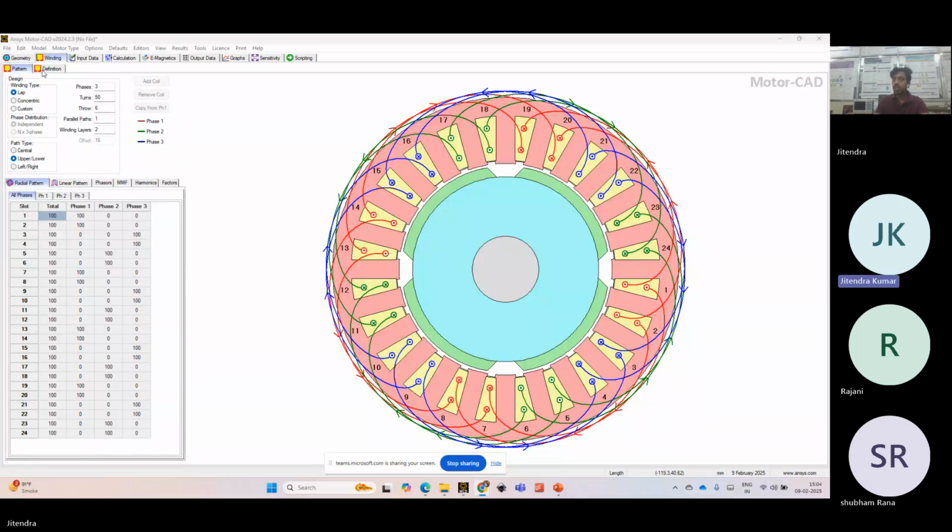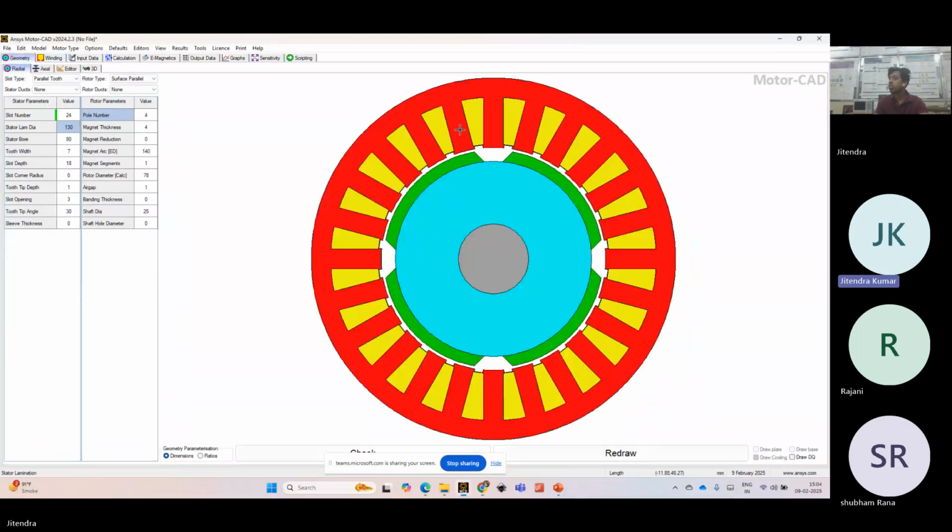This combination is 24 slots and 4 poles. This is a typical example of a permanent magnet synchronous motor. This is the magnet placed on the rotor surface near the air gap. In between there is the air gap, and this red member is our stator core. This is a stator tooth, and this is the stator back iron. The yellow member is nothing but the armature winding in the slot.